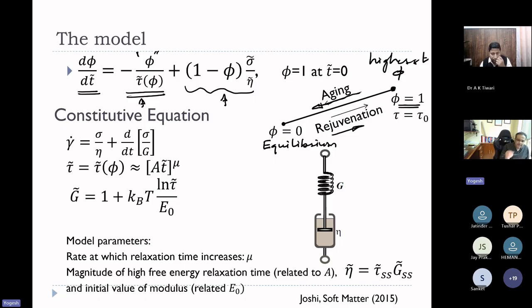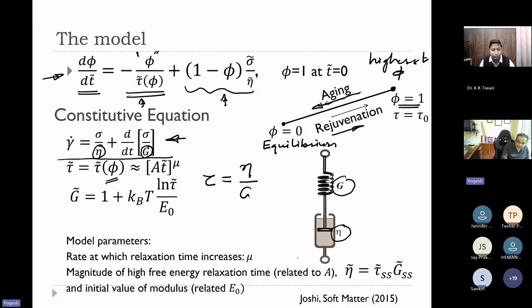Along with this equation, we use the typical Maxwell model, which is nothing but a spring and dashpot in series. If you solve this model, you will get this expression. In this expression, we simply relate viscosity and the modulus G as a function of phi, where tau is equal to viscosity by G. This is a typical simple rheological model we form.